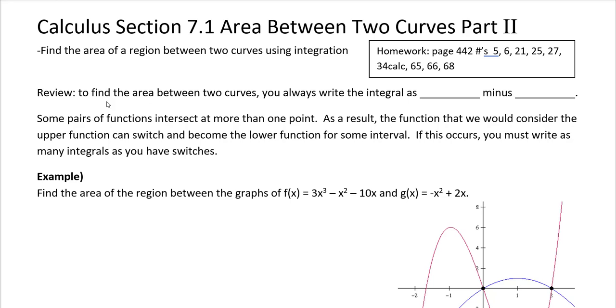So to review, to find the area between two curves, you always write the integral as the upper minus the lower. Upper minus lower, or f of x minus g of x, depending upon which one's top or bottom. Some pairs of functions intersect at more than one point, though. Therefore, the function that we would consider the upper function can switch and become the lower function. And therefore, you have to split the integrals.